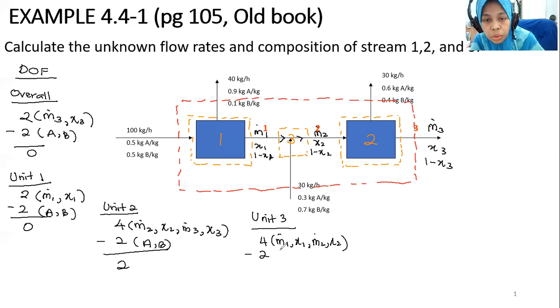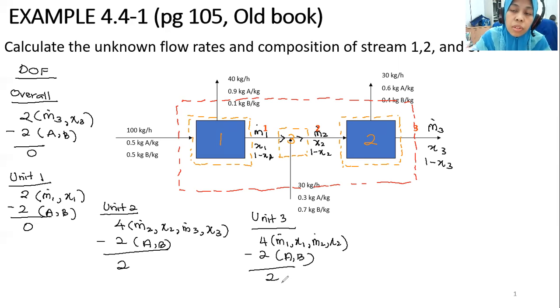Okay, we have two substances, A and B. Then the unknown will be, the degree of freedom will be 2. So why do we need to know the degree of freedom of each boundary? Because we want to know which can start with the calculation first. For those having a lower or zero degree of freedom, we can start doing the calculation for this part first.